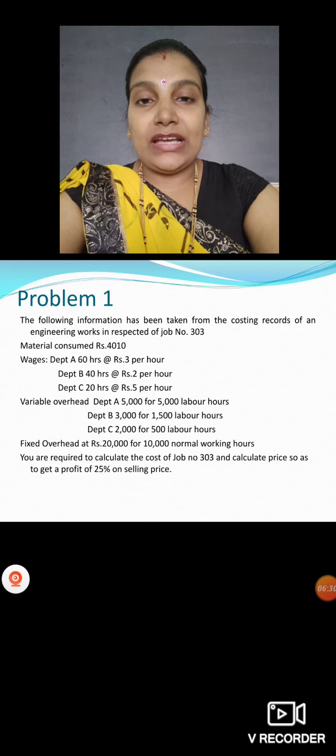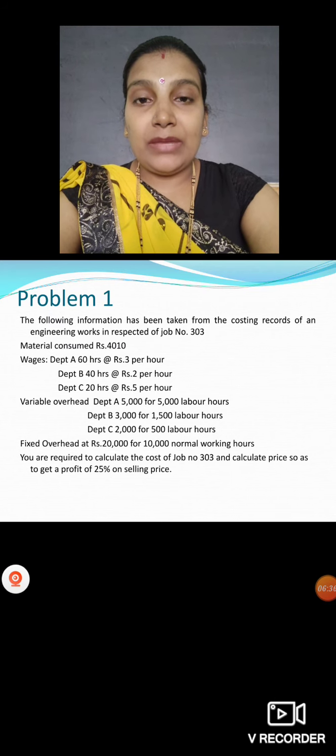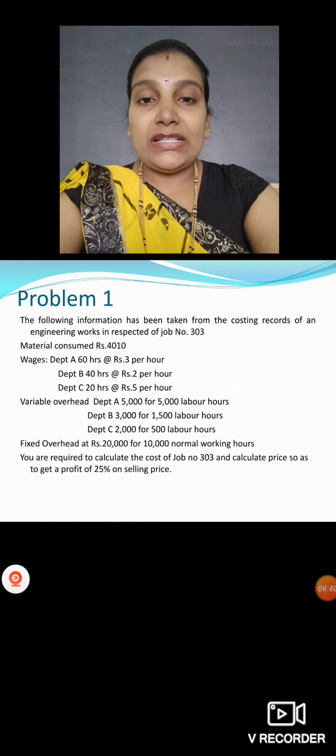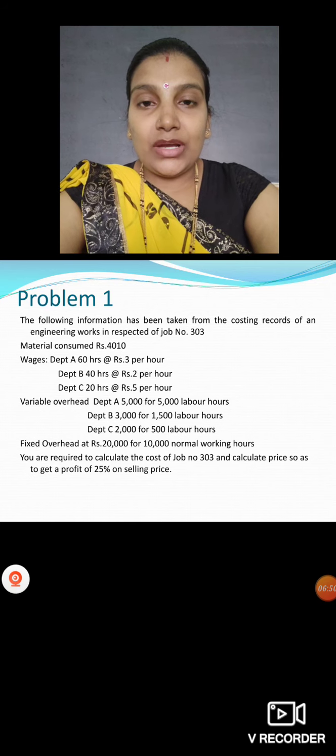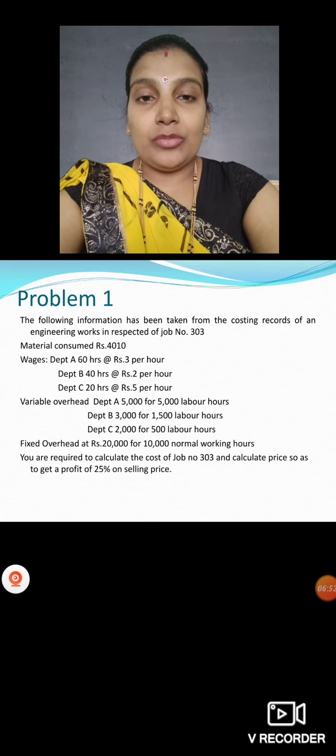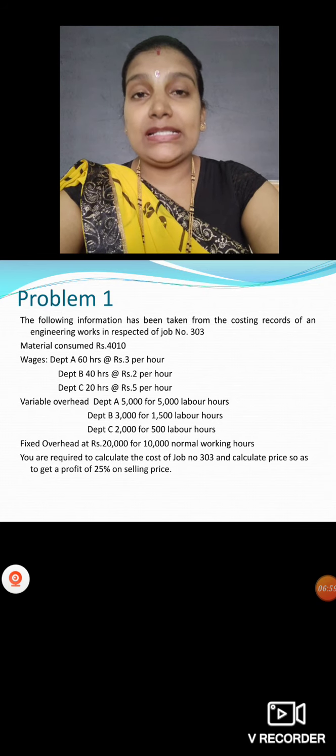Then variable overhead is given. Department A 5000 for 5000 labor hours. Department B 3000 for 1500 labor hours. And Department C 2000 for 500 labor hours. Then fixed overhead is given, it is 20,000 for 10,000 normal working hours. So you are required to calculate the cost of job number 303 and calculate the price so that the company should get 25% profit on selling price.